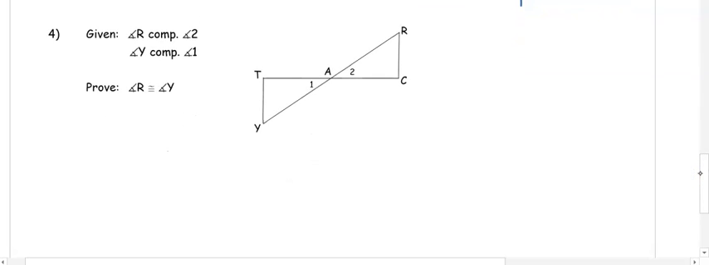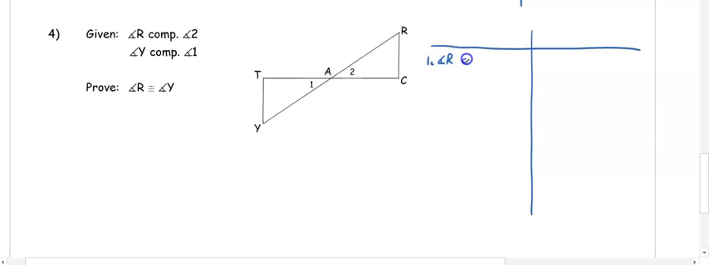In number 4, we have angle R is complementary to angle 2, and angle Y is complementary to angle 1. So we want to prove that R is congruent to Y. So we are going to, again, make a chart to do our proof. And we are going to start with writing the given statement. So angle R is complementary to angle 2, and angle Y is complementary to angle 1. And that is given to us.